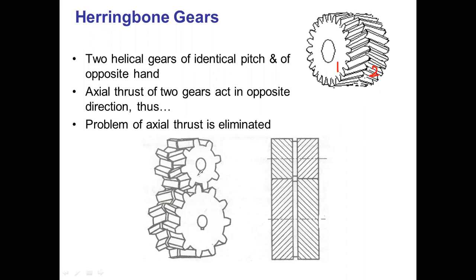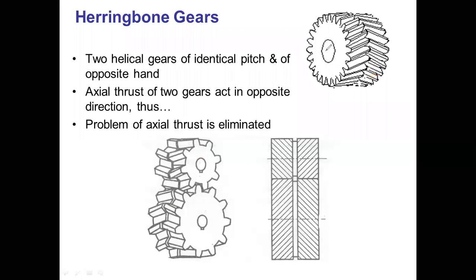Similarly, suppose we see this image: this is a pinion, this is a gear, but the pinion is made up of two gears connected face to face and side by side, and their orientation is opposite.